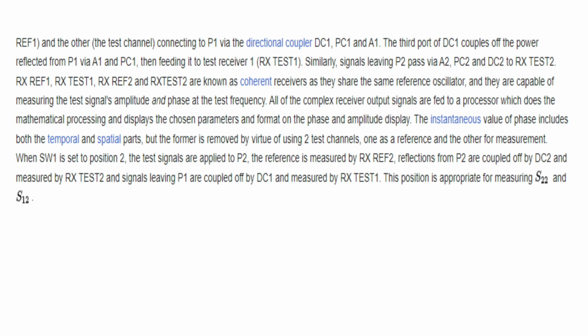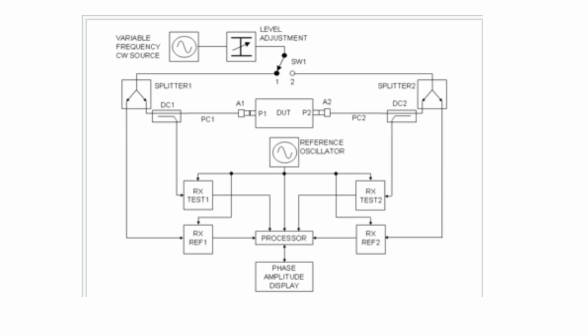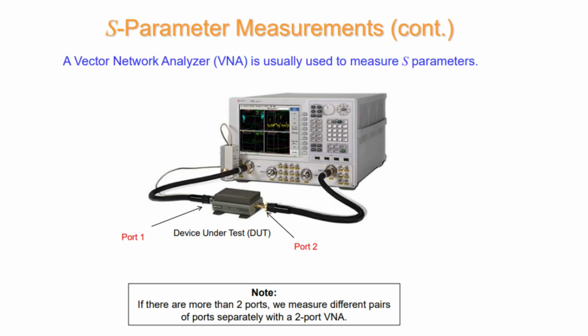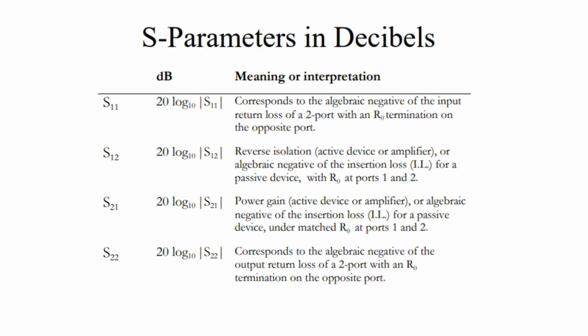When SW1 is set to position 2, the test signals are applied to P2. The reference is measured by receiver reference 2. Reflections from P2 are coupled off by DC2 and measured by receiver test 2. And signals leaving P1 are coupled off by TC1 and measured by receiver test 1. This position is appropriate for measuring S22 and S12. So the S11, S12, S21 and S22 scattering parameters in the 2-port network are measured by using this vector network analyzer, and they are calculated by using these formulas.